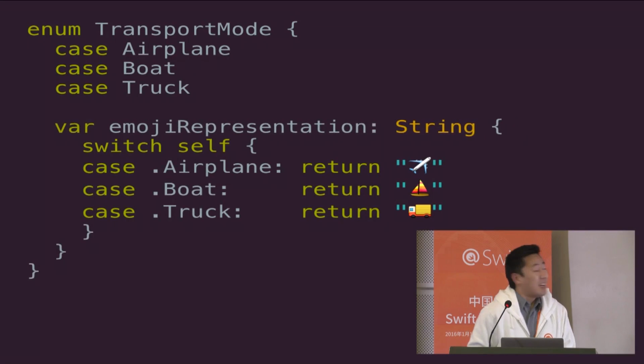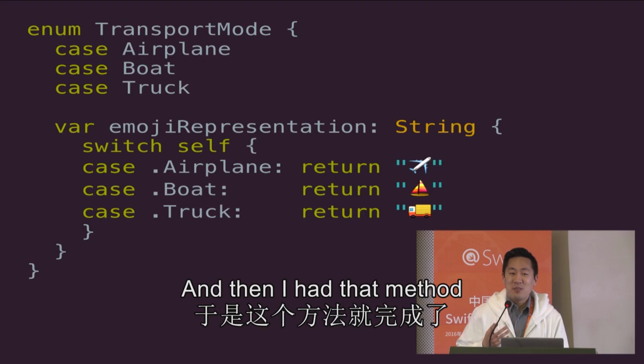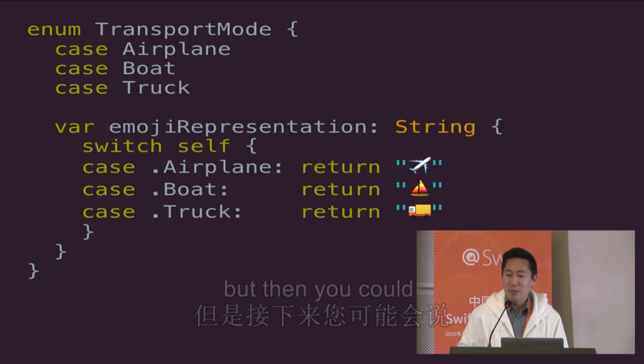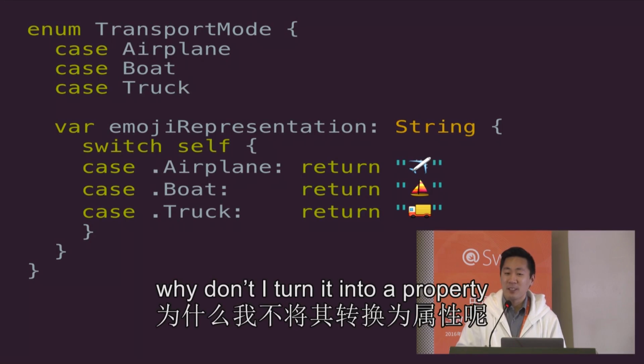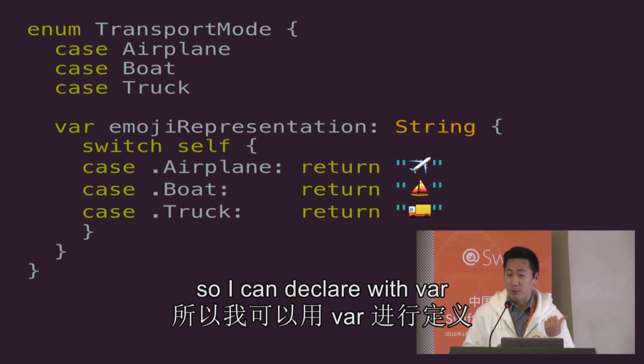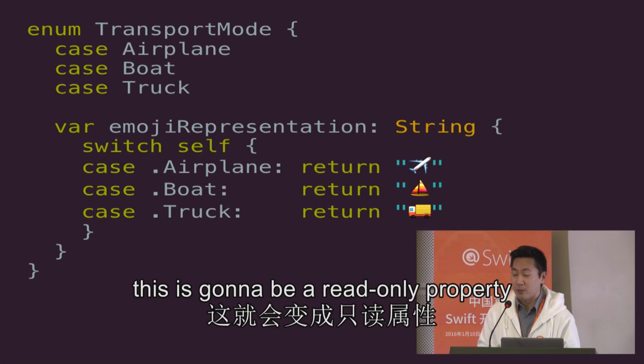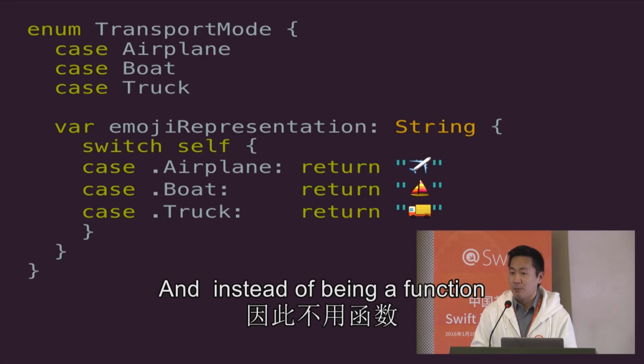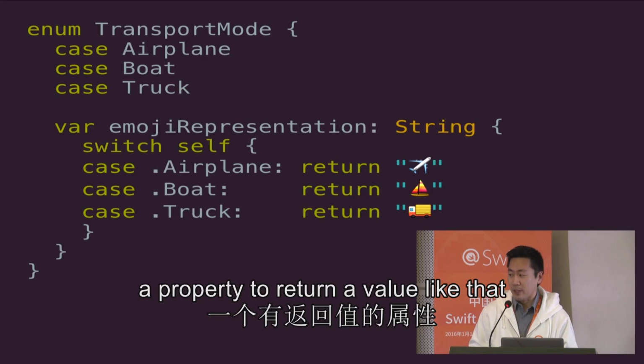And then I had that as a method, but then you could say, well, this is really read-only. Why don't I turn it into a property? So I can declare it with var. This is going to be a read-only property, though, no setter. And instead of being a function, it's now going to be a property to return a value like that.